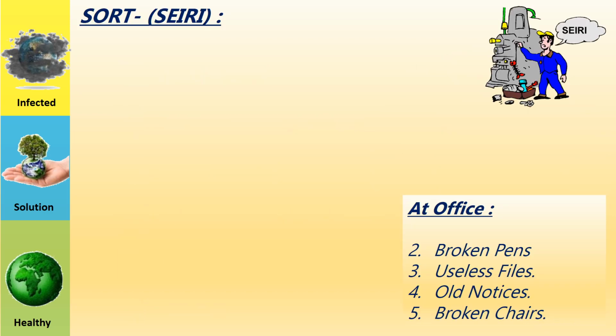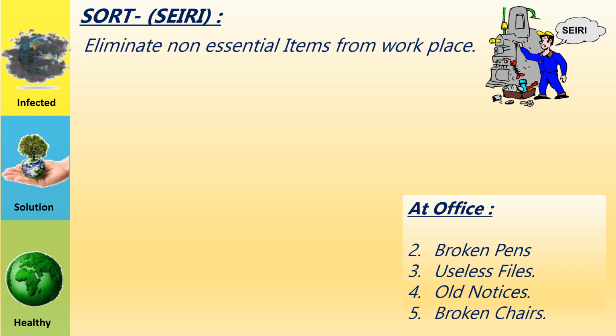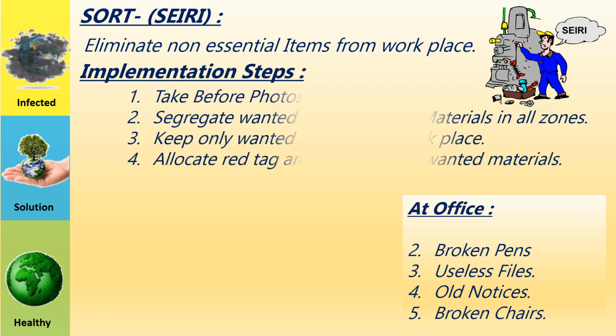First we are going to discuss sort. Distinguish between necessary and unnecessary material from the workplaces. Whatever it may be, it may be equipment, documents, data, materials. First, we need to distinguish necessary and unnecessary materials. Then we need to eliminate non-essential items from the workplaces. This is called sort. What are the implementation steps involved in that?